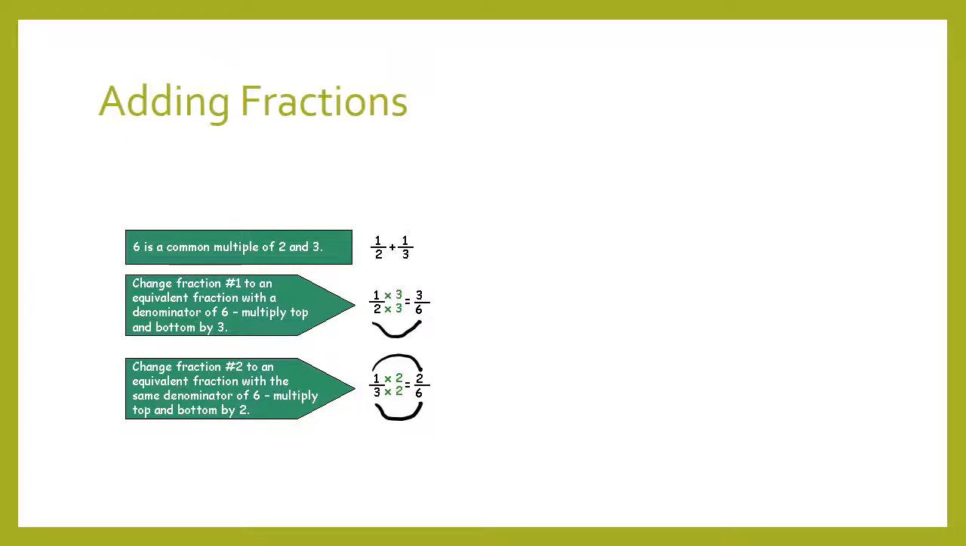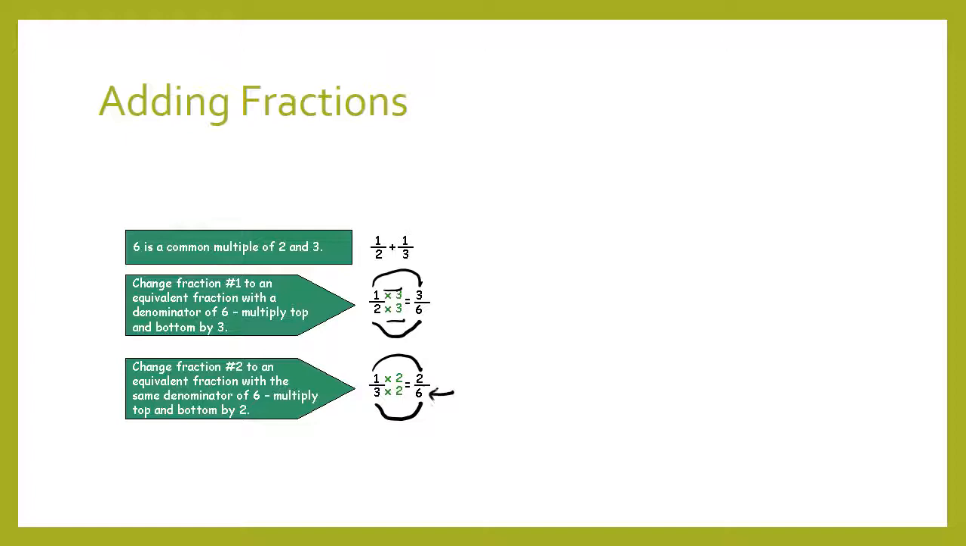Over here on this one, we changed it to 6, so we ask ourselves, what did we do? Well, we times it by 3 because 2 times 3 is 6. So in order to make it an equivalent fraction, you have to do the same thing to the top. So if you did times 3 on the bottom, you have to do times 3 on the top, and that's how they got 1 times 3 is 3.